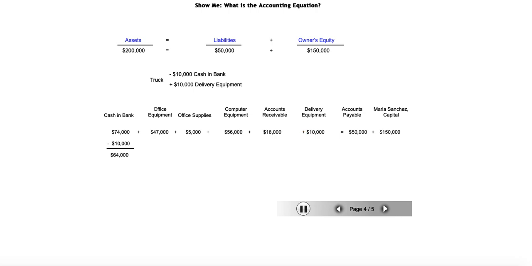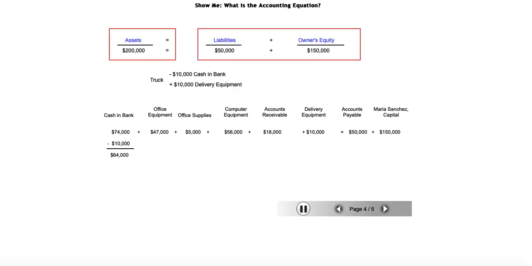Because the company now owns a new type of equipment, a new account is opened and the account has been increased by $10,000. The new delivery truck was purchased with cash, so the cash and bank account has been decreased by $10,000. Notice how this double entry kept the equation in balance.